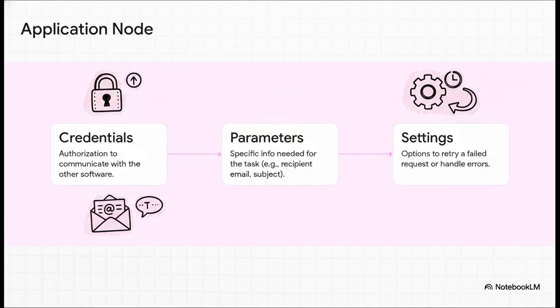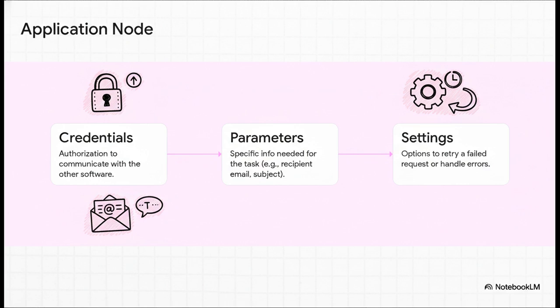So every one of these application nodes has three key parts. First are the credentials. This is what gives n8n permission to talk to your other apps securely. Second, you've got parameters. This is the specific info for the job, like who the email is going to and what the subject line is. And third, there are settings, where you can do more advanced stuff, like telling it to automatically try again if a request fails.